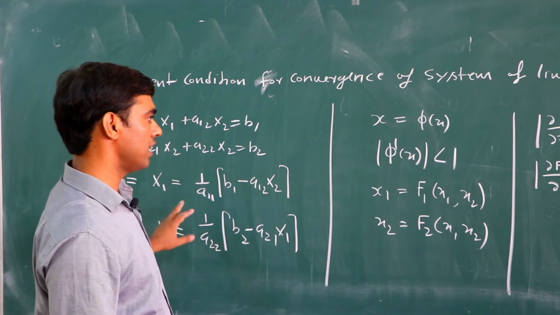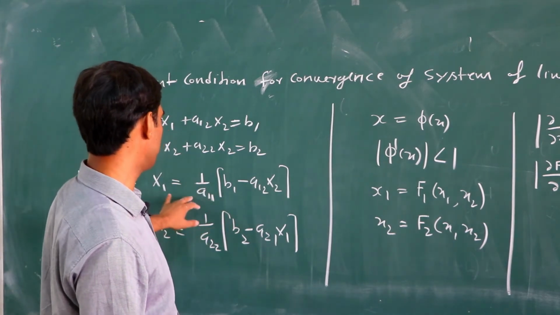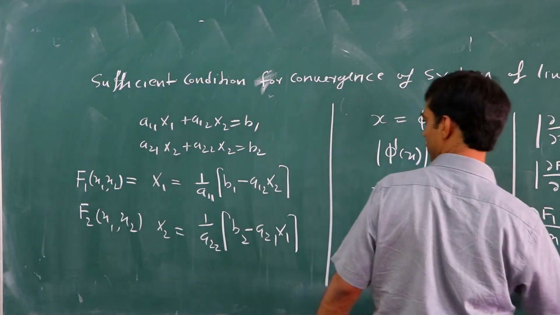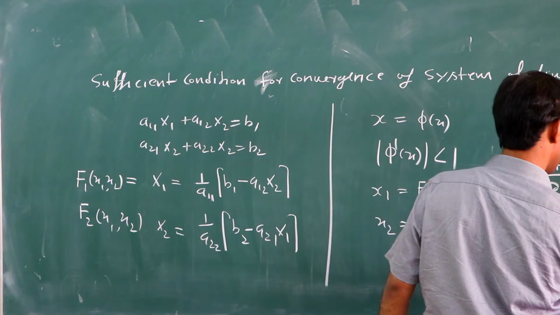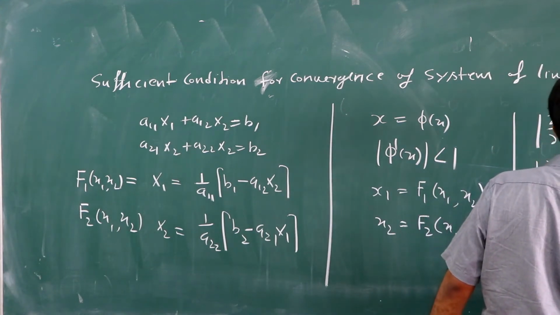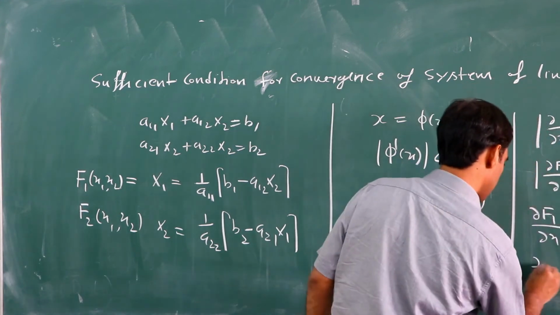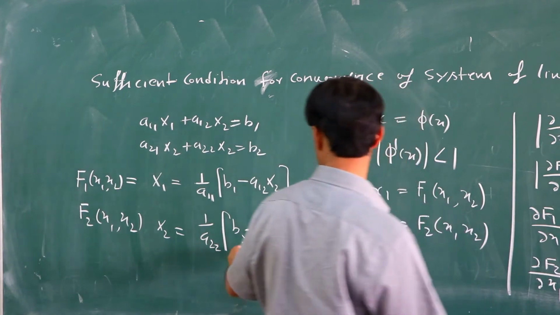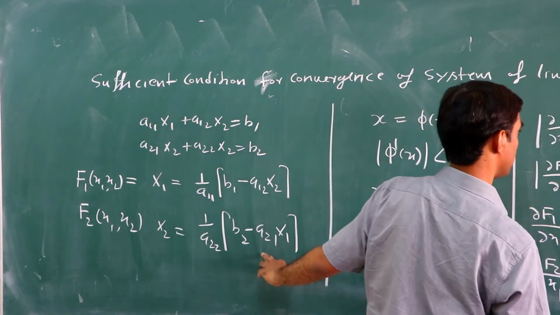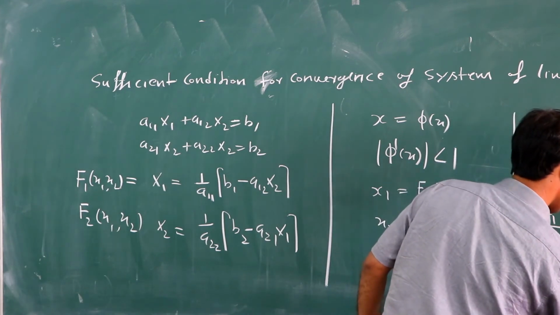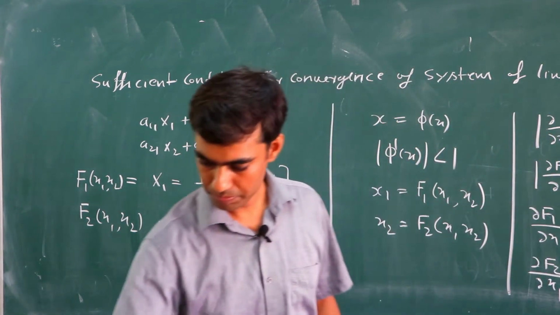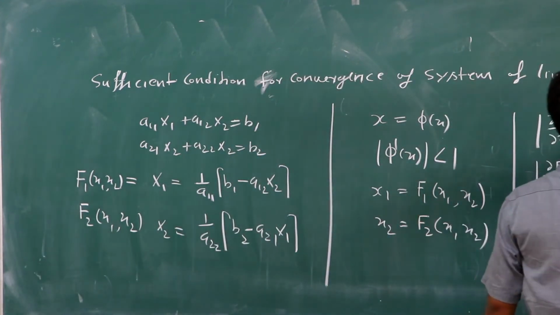So del f1 upon del x1 equals 0. Del f1 upon del x2 equals minus a12 divided by a11, and del f2 upon del x1 equals minus a21 upon a22, and del f2 upon del x2 equals 0. Now if we put these values here, then what will happen?